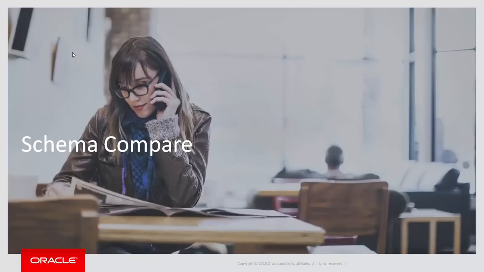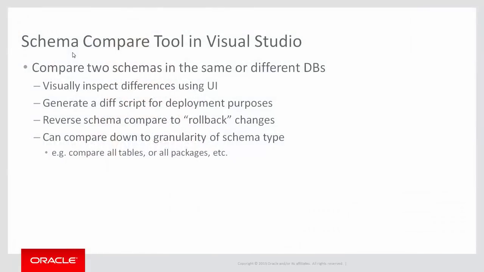And now let's move on to our next new feature, Schema Compare tools in Visual Studio. These are also part of the Oracle Developer Tools for Visual Studio. So Schema Compare tools allow you to compare two schemas that are in either the same database or in different databases. And it allows you to visually inspect the differences and also generate a diff script for deployment purposes. You can do reverse schema compare to generate rollback scripts. And you can compare down to the granularity of individual schema types, such as comparing all tables or all packages, etc.